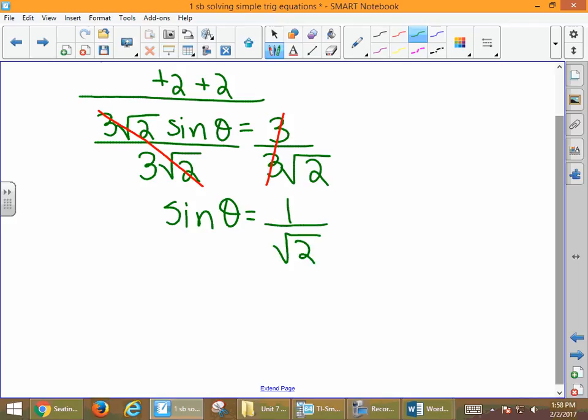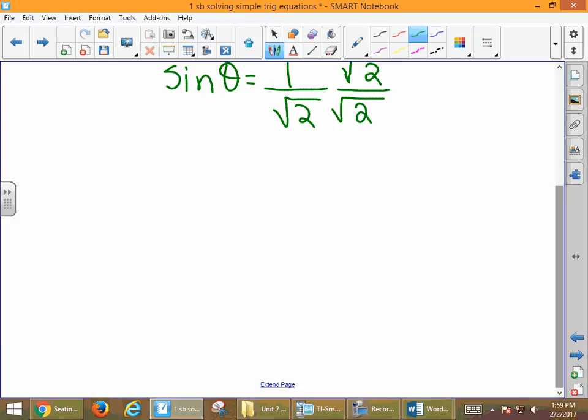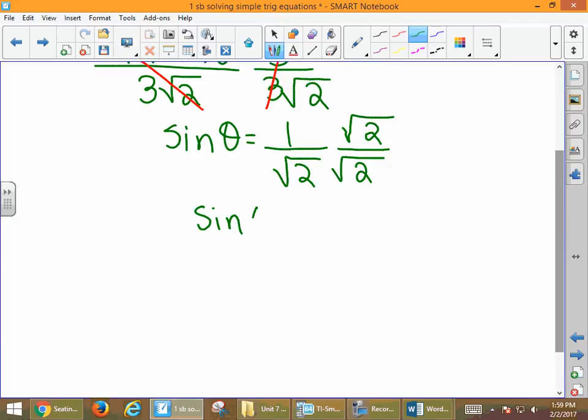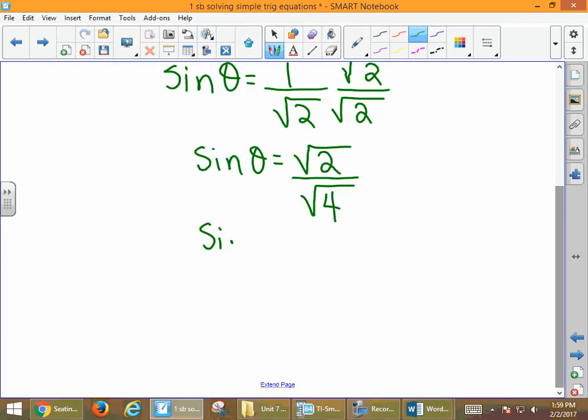Divided by the square root of 2. But we don't like having the square root of 2 in the denominator, so we're going to rationalize that. We're going to multiply by radical 2 on top and bottom. Then we end up with sine of theta. 1 times radical 2 is radical 2. Radical 2 times radical 2 is radical 4. But what's the square root of 4? 2. So we've got sine of theta equals the square root of 2 over 2.